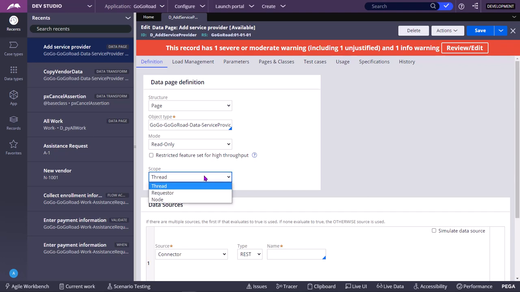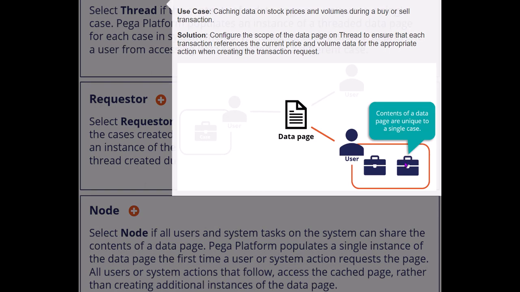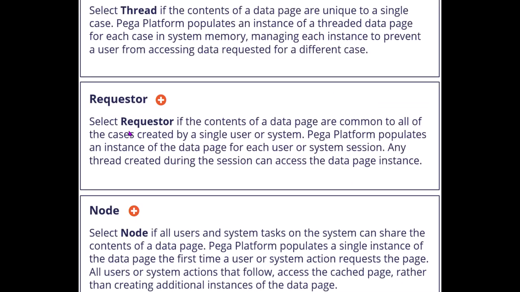Coming to scope of data page. The three different scopes are thread, requester and node. So if you see a thread's scope, the contents of the data page are unique to each thread. This Pega thread is different from Java thread. Even if you open the clipboard, you can select the thread to view the clipboard of that particular thread.